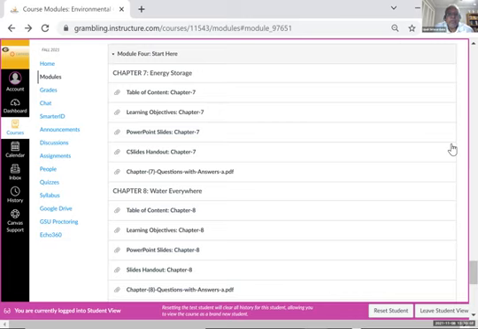Water is a good solvent for many things. Water is essential for life. We're going to look at different aspects of water, how we purify water, groundwater, potable water, etc. So let's finish chapter 7 and go there.